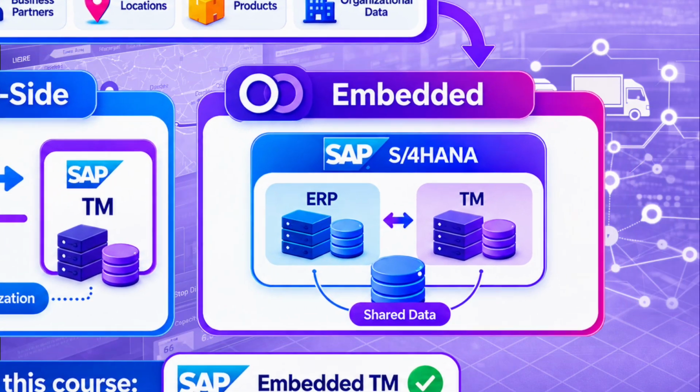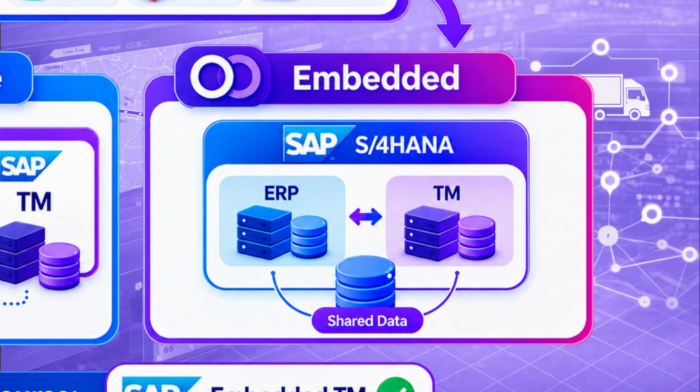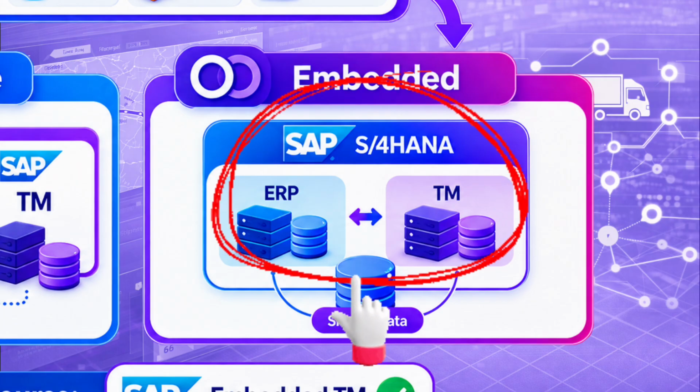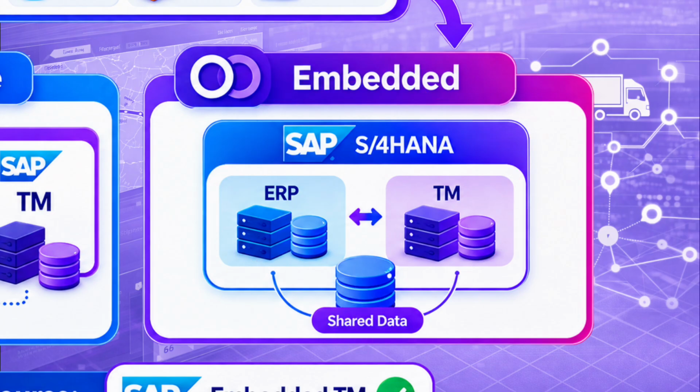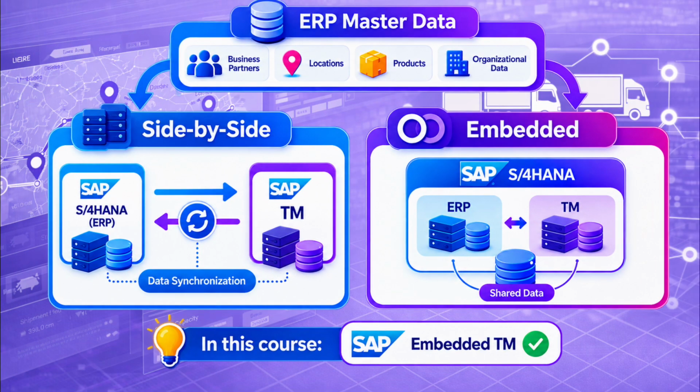In an embedded TM implementation, however, SAP TM runs within the same S/4HANA system. Because both applications share the same system and data foundation, there's no need to replicate the same master data to a separate TM system. So in simple terms, the main difference is in side-by-side TM, data needs to be integrated and synchronized between systems, while in embedded TM, the applications work on the same system, reducing the need for replication and synchronization. For this course and the hands-on exercise, we'll focus on the embedded TM in S/4HANA.